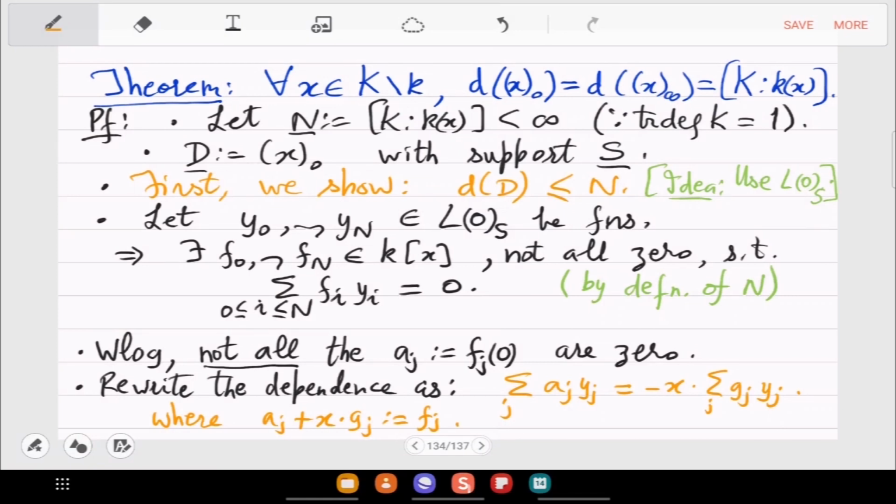So I can break f_i into the constant part and the non-constant part with respect to x. The constant part is a_j and the non-constant part is a multiple of x times g_j. And not all the a_j's are 0. So this left hand side is non-zero. Okay, I should not say the whole thing is non-zero, but one of the a_j's is non-zero, just remember that.